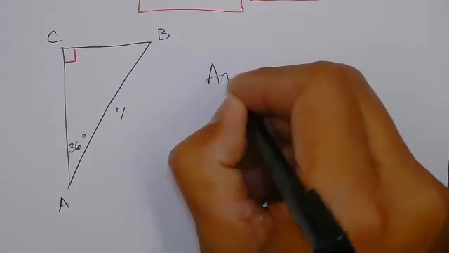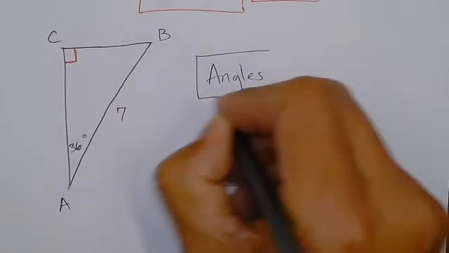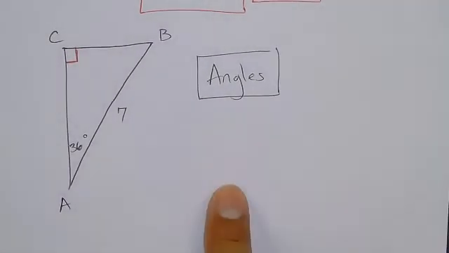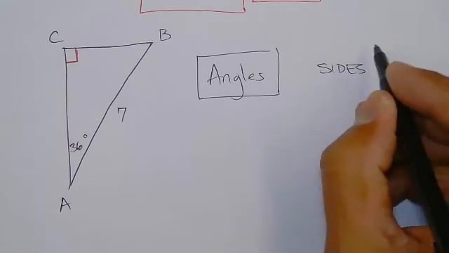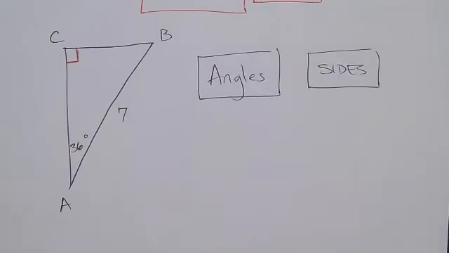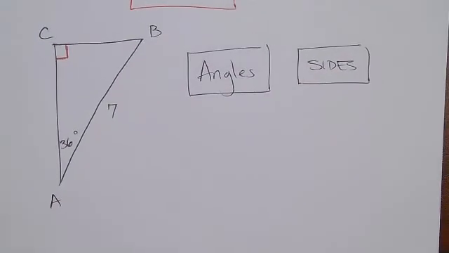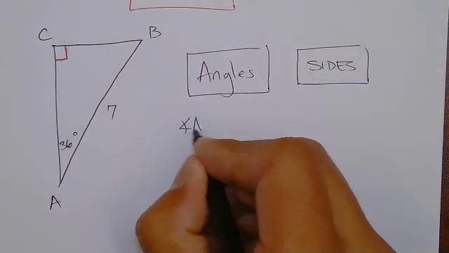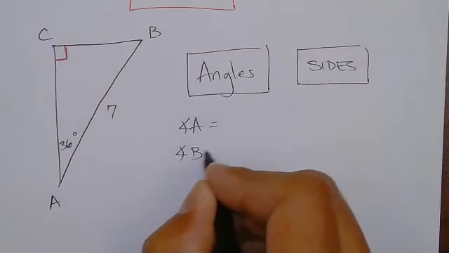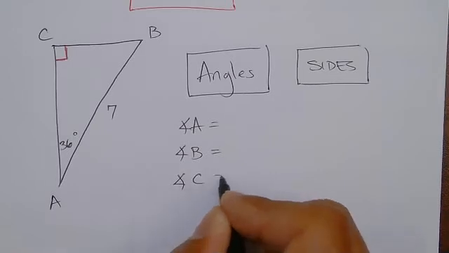Okay. So, are there any missing angles that I got to find? I got to get the answers for those there. And are there any missing sides? Yeah. Now remember, angles are what? Angles are the capital letters. I got capital letter A. I got capital letter B. I got capital letter C.